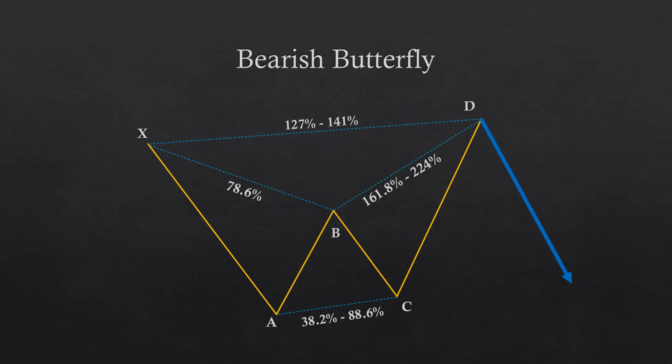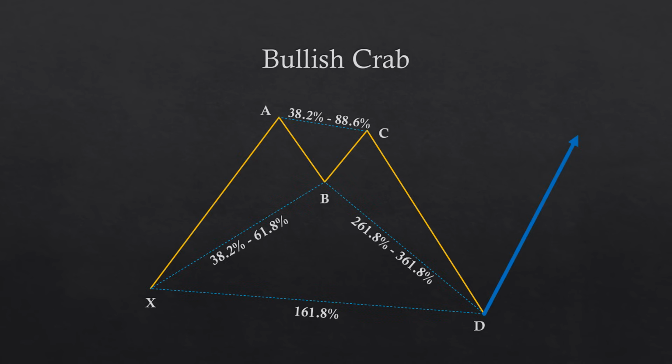Once again, pay attention to these subtle differences in ratios and ranges of ratios between the patterns, because this is what sets them apart. Next in line, we have the crab pattern. Let's see the bullish version first. In the bullish crab, the ratio between AB and XA must be between 38.2 and 61.8%. The ratio between the BC and AB legs must be between 38.2 and 88.6%.